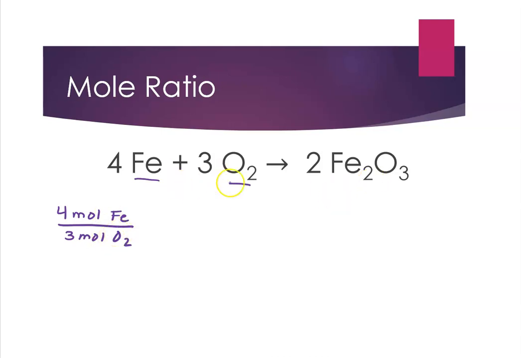All right, so I can do that with any two substances, and so I can use this to convert between substances. So if I start with moles of O2 and I want to know how many moles of Fe I need for a given number of moles of O2, I can use this mole ratio. Moles of O2 cancel with moles of O2, and I'm left with moles of Fe. So that's the gist of how we use our mole ratio. So let's do some examples.